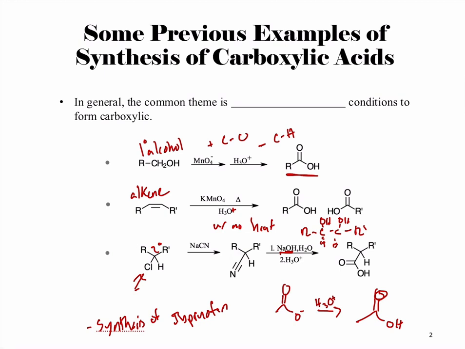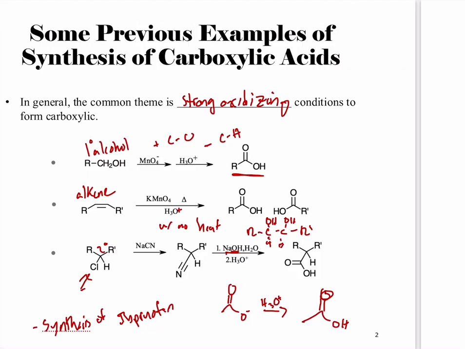And so the general theme for synthesizing these carboxylic acids is strong oxidizing conditions, right? So we have strong oxidizing conditions because we're trying to create carbon oxygen bonds, and a lot of times to do that we're removing other types of atoms, usually carbon hydrogen bonds as well, if we're going from hydrocarbons.